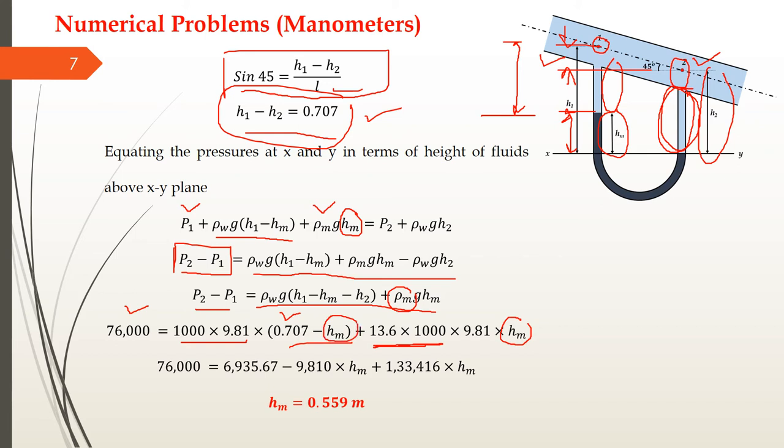So after rearranging these equations and solving, we will get the value of HM, that is the height of the manometric fluid, which is mercury in this case, as 0.559 meters. So this is basically the unknown.